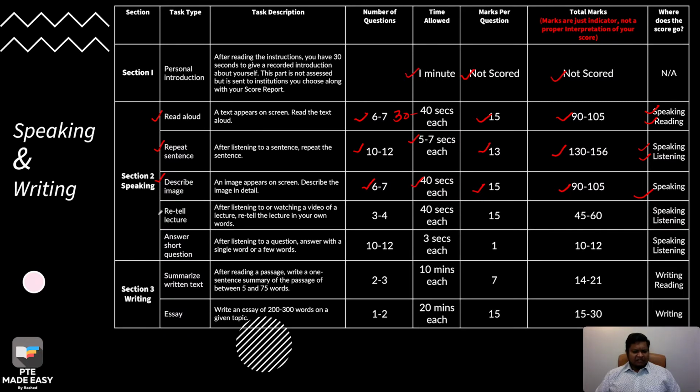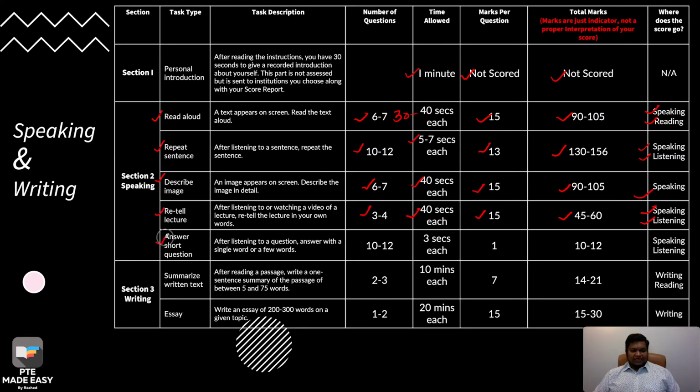Next question type is retell lecture. You have 3 to 4 questions like this. You will have 40 seconds to answer. And for each question, there will be 15 marks and there will be 45 to 60 marks altogether. Score goes to speaking as well as listening.